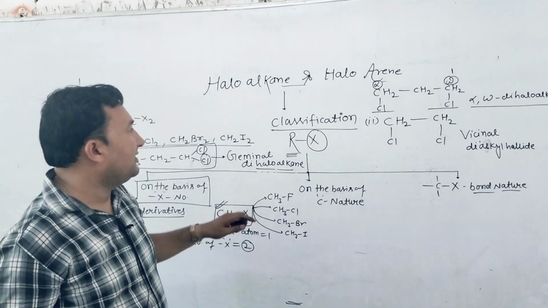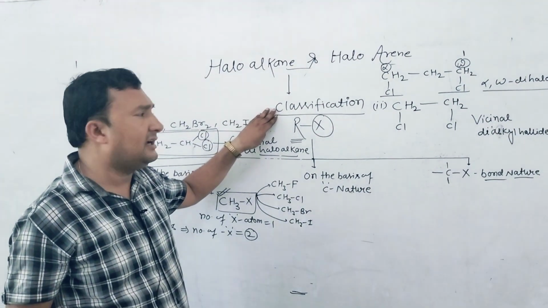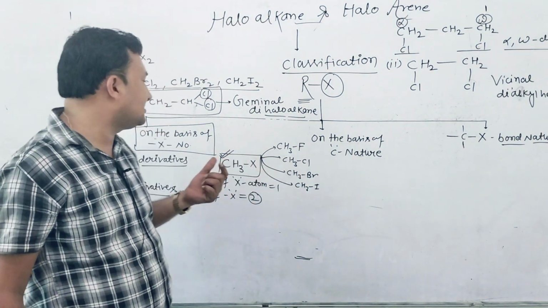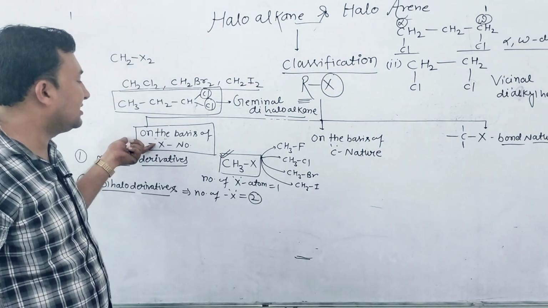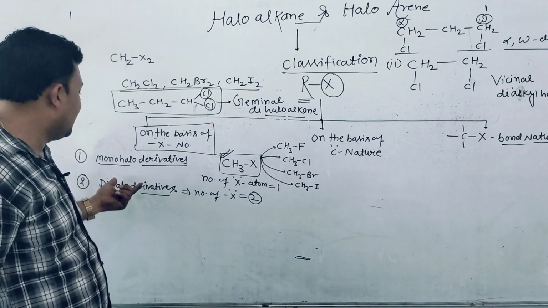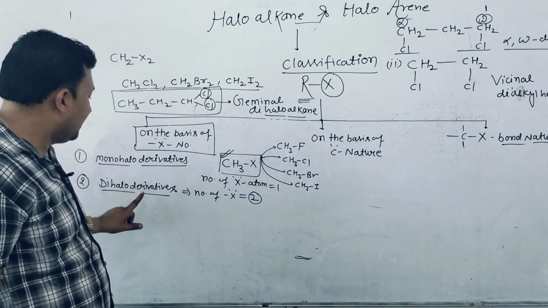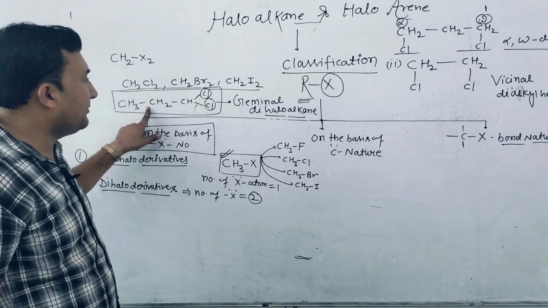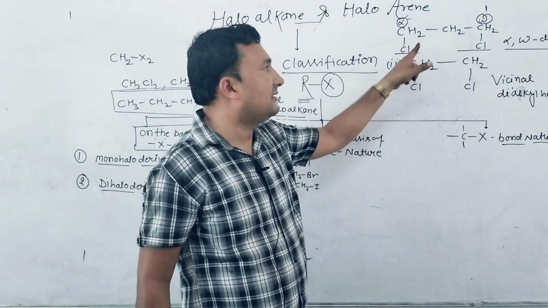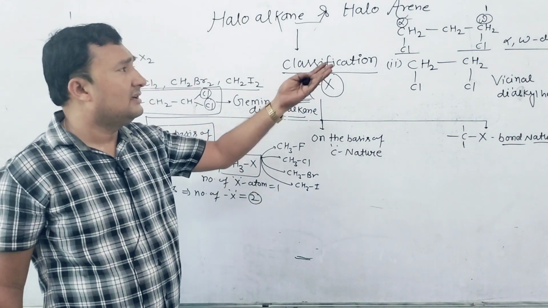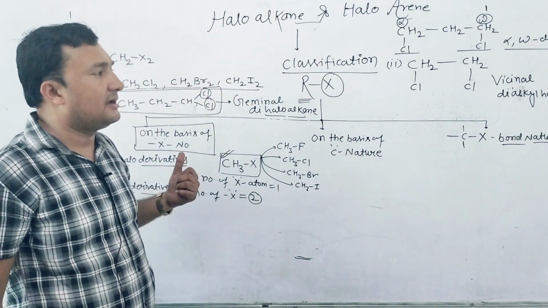So dear students, we are discussing the classification of alkyl halides, and in this classification we are categorizing them on the basis of three manners. The first one is on the basis of halogen. In that we have subcategories. The first is monohalo derivatives, second is dihalo derivatives. In dihalo derivatives we have three subcategories: first is geminal, second is vicinal, and the third one is alpha omega. Several times the examiner has asked questions from these kinds of examples.